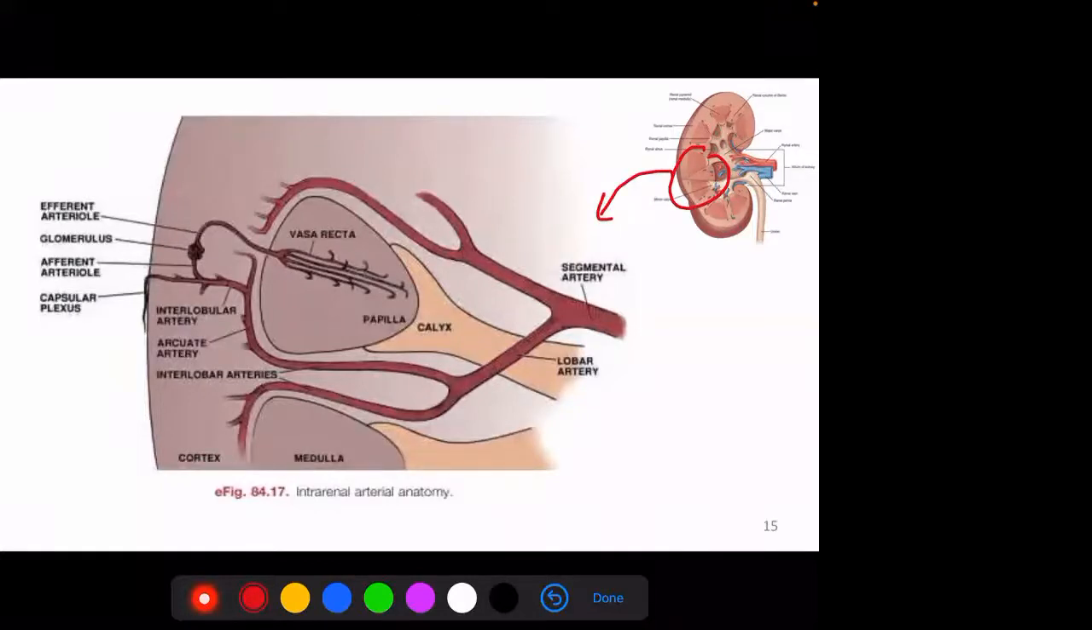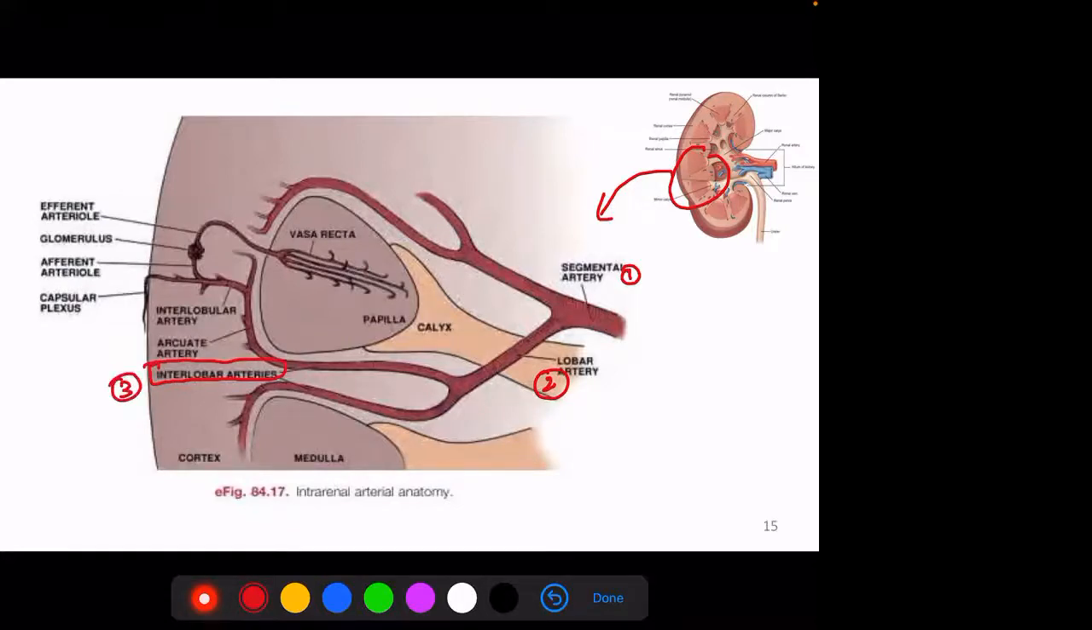The segmental branches of the renal artery enter into the parenchyma of the kidney. This is the parenchyma of the kidney, and the segmental branches enter. At the level of the minor calyx, this segmental artery divides into a lobar artery. This is an important MCQ: which artery comes first after the segmental artery? The segmental artery is divided into the lobar artery. Then this lobar artery is divided into the interlobar arteries. This is very important to remember. These are two interlobar arteries. This is a third division.